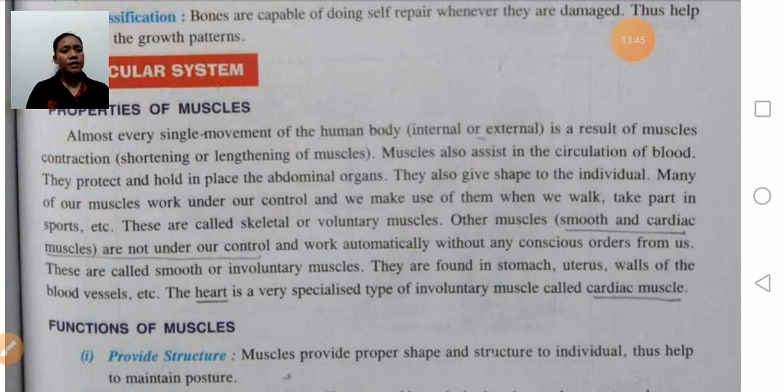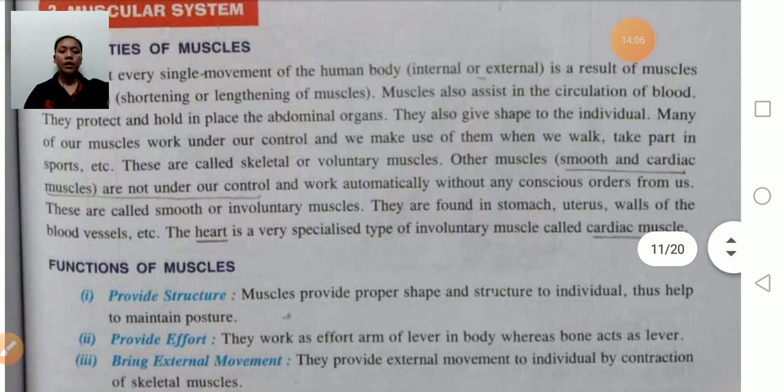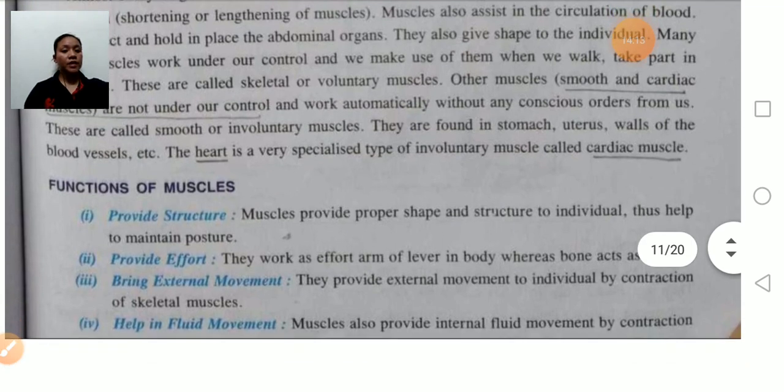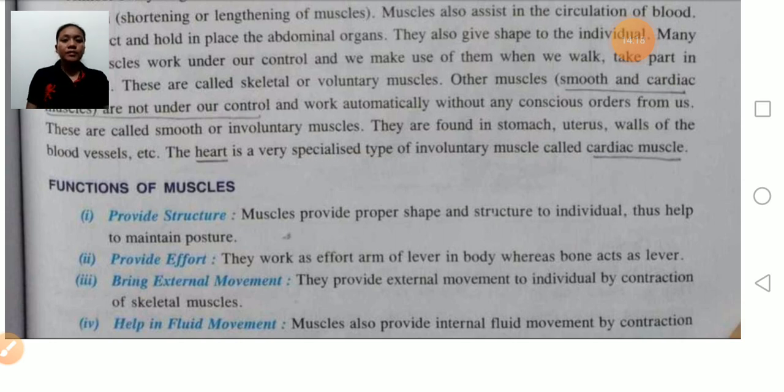Other muscles, like smooth muscles, cardiac muscles, etc., are not under our control. They work automatically without any consciousness. We don't have control over them. These are called smooth or involuntary muscles. They are found in the stomach, uterus, wall of the blood vessels, etc. And the heart is a very specialized type of involuntary muscle called cardiac muscle. Cardiac muscle is only found in the heart.